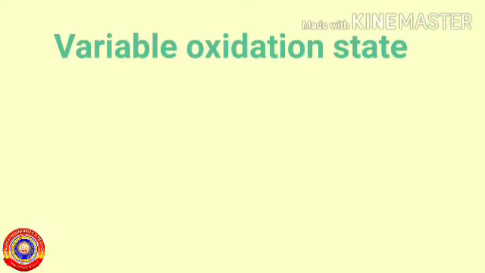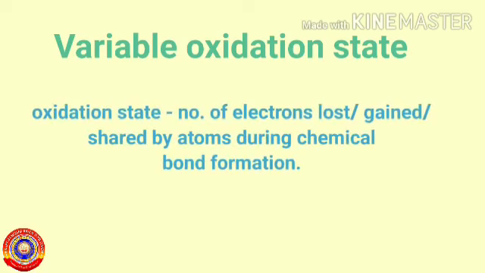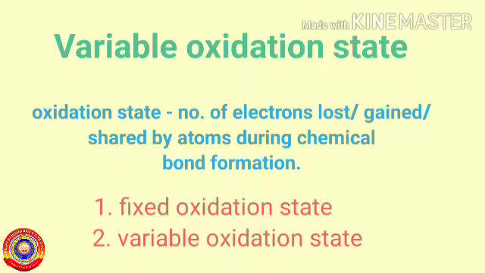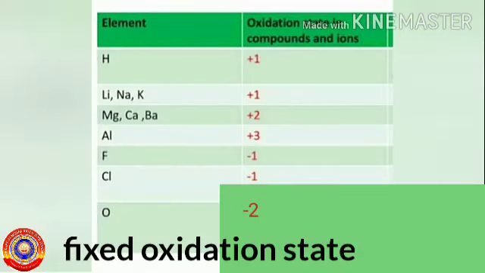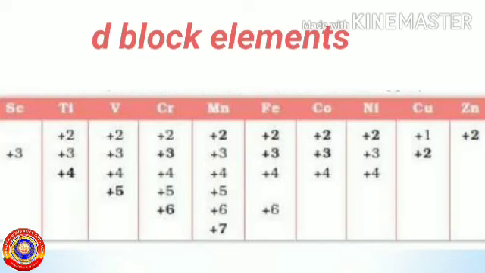Next point. They show variable oxidation state. And you have learnt about the oxidation state in 9th standard. Oxidation state refers to the number of electrons lost or gained or shared by an atom during the chemical bond formation. The oxidation states are of two types, fixed oxidation state and variable oxidation state. Some of the elements show fixed oxidation state. Listen, you have to learn this table by heart, then only you will be able to do some calculations later. And D block elements show variable oxidation state.